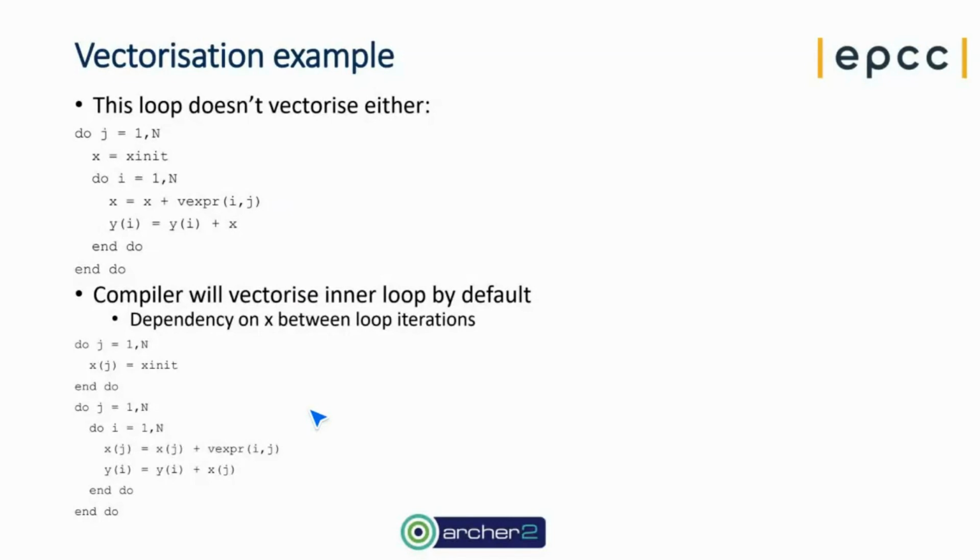One way you could deal with that here would be to expand x into an array where you have a different element corresponding to every value of the outer J loop here. So you could basically initialize all the values of the array version of x and then use them inside the loop here. And then in that case, both these loops will vectorize successfully.